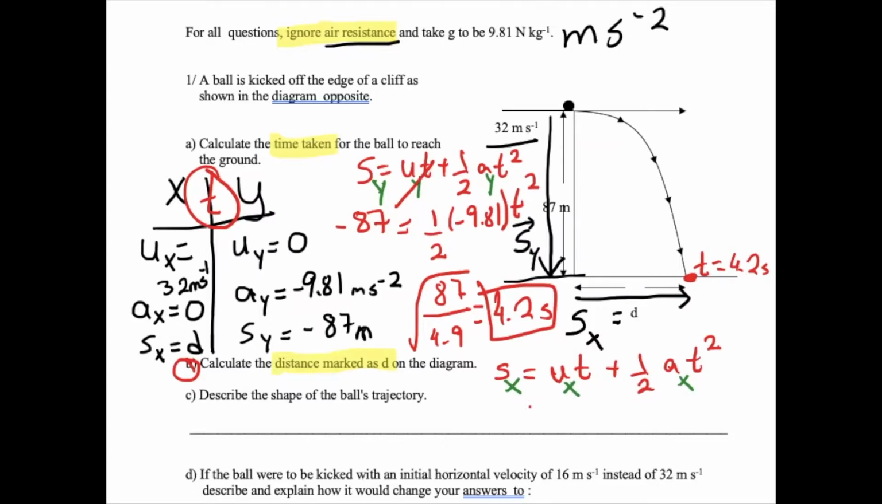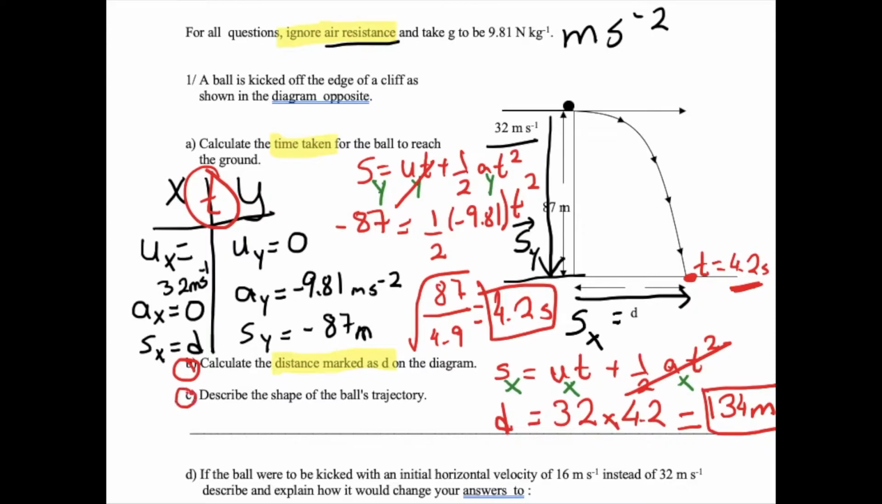So I found the time from the vertical. I'm going to write d here because that's the name of the displacement along the x. Initial velocity x is 32 meters per second, so let's put that here. We multiply that by the time we just found, which is 4.2. Acceleration along the x-axis, the horizontal acceleration, is 0. So this time, that term drops to 0. And that gives 134 meters as the horizontal displacement in that answer.